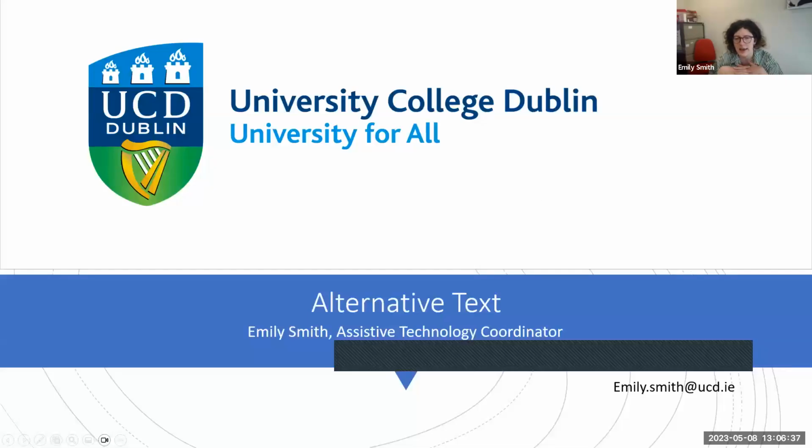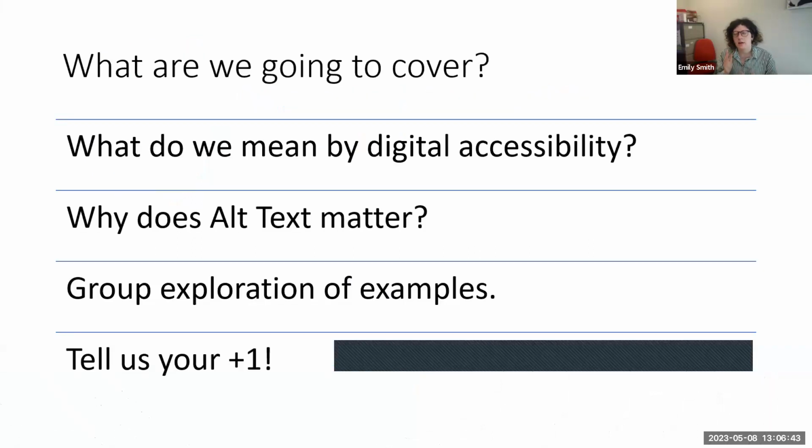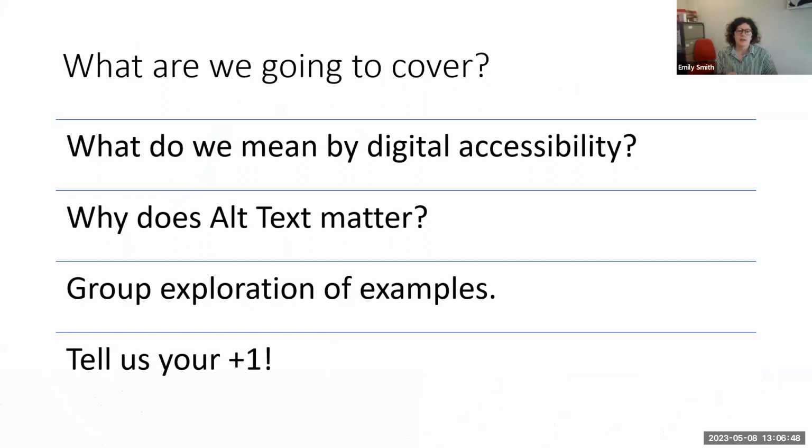So what we're going to be looking at today is alternative text. We're going to be working through examples that are very well linked to science and the types of diagrams and images that you'll be looking at. We're going to kick off by looking at exactly what we mean by digital accessibility.